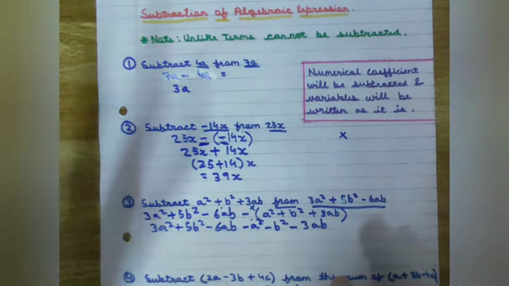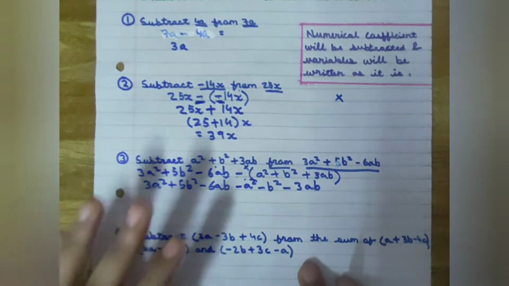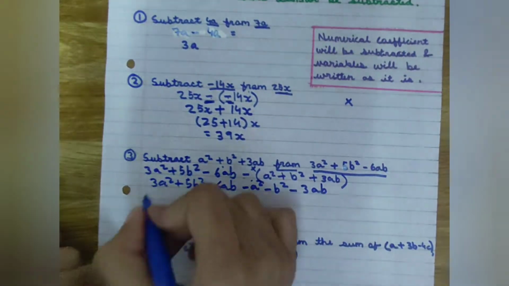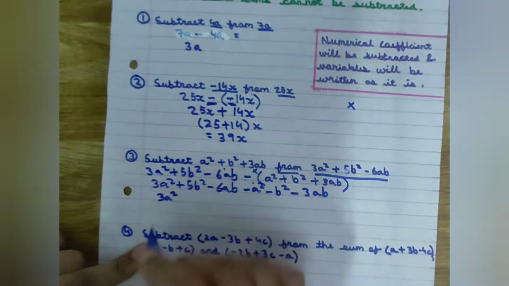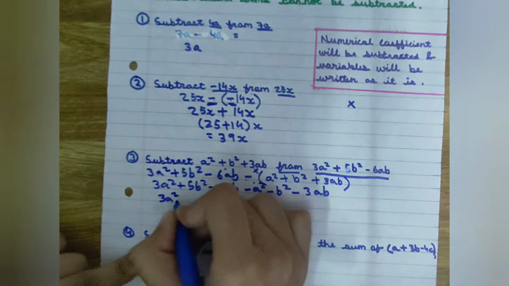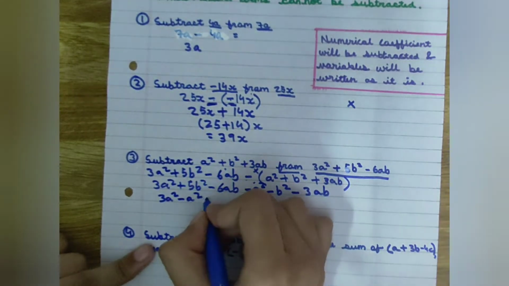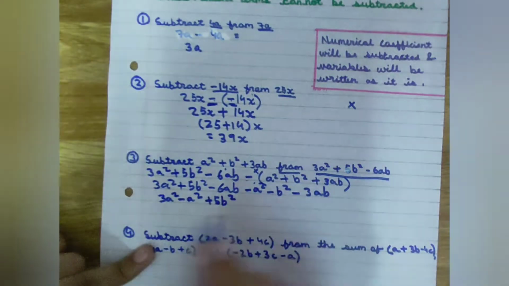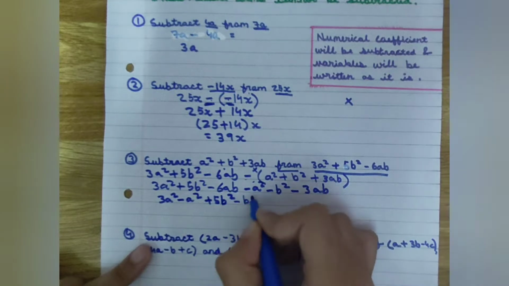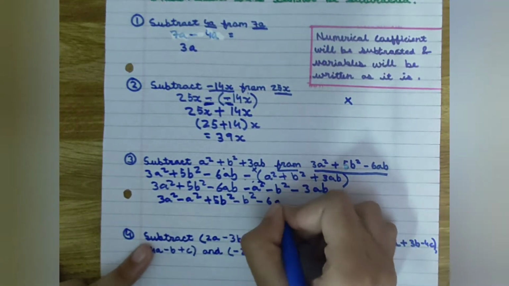Now, as we know that unlike terms cannot be subtracted, we have to group the like terms. So how do we group the like terms? Let's see. Here we have 3a square. Is any a square term there? Yes, we have an a square term here, so 3a square, and this is minus a square. Now the b square term, so we'll write plus 5b square. Any b square terms here? Yes, we have a b square term here, so minus b square. Now minus 6ab, minus 6ab.